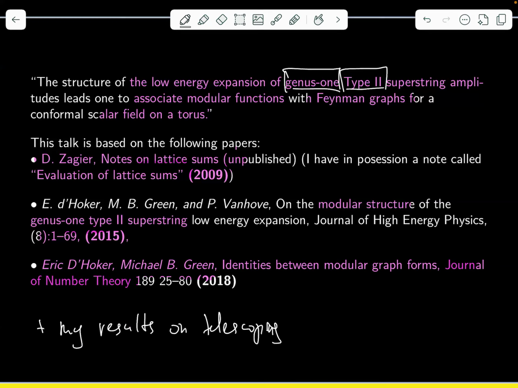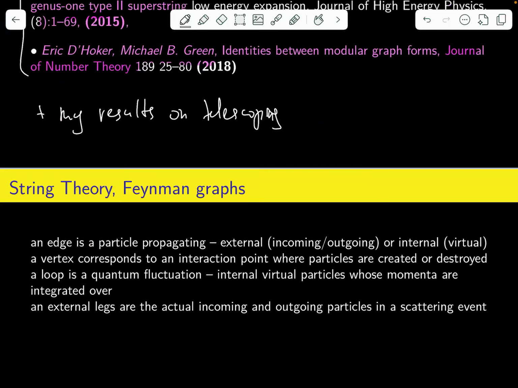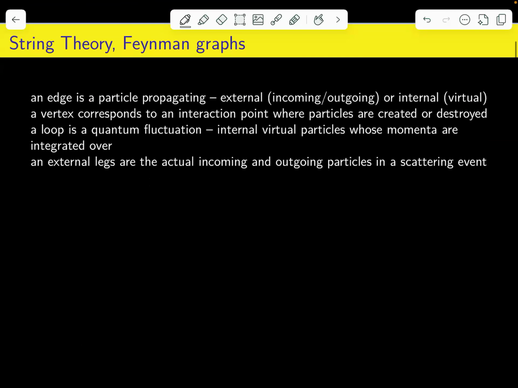Actually, it's difficult to understand what is proven and what is not proven in all these articles in string theory because there are hundreds of them and a lot of formulas, sometimes with different notations. So maybe everything that I'm going to prove is already proven somewhere there. Okay, so that's the plan for today. Now let's go to string theory and Feynman graphs. I will explain what I understand.